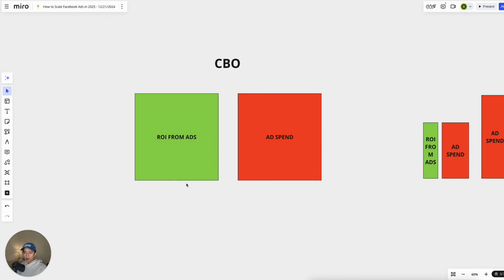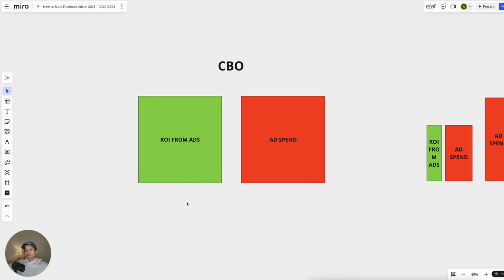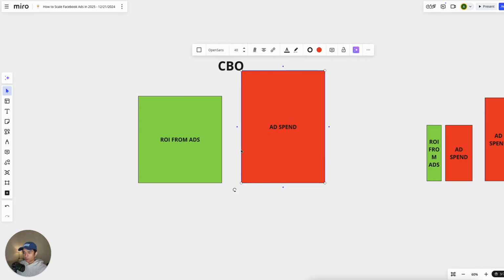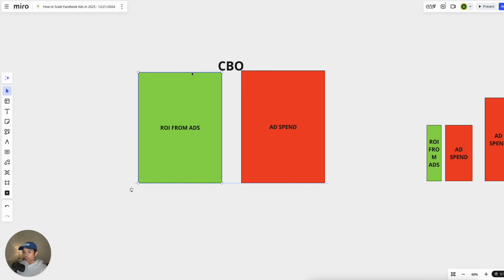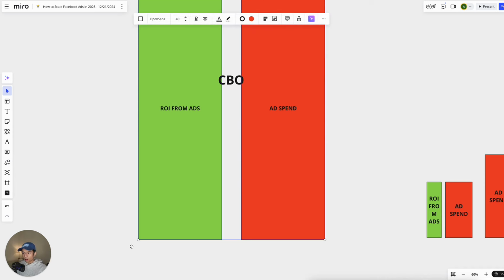Whereas if I have a CBO campaign, if I'm spending $1,000 on my campaign, I know I'm generating $3,000 in return. If I want to scale my ad account or scale my ads, all I have to do is worry about this one campaign and I can scale up the ad spend. And as long as the ROI from ads is doing what I want it to do and I'm hitting my targets, then I can literally just do that.